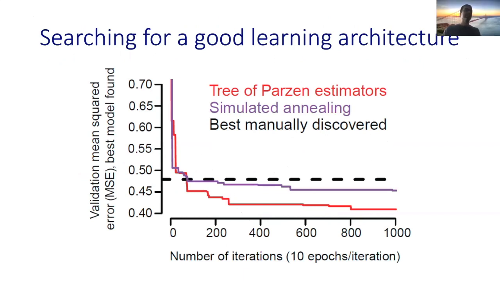And on the x-axis, what I'm showing is the number of iterations. A single iteration alludes to one particular architecture that I'm searching. And on the y-axis, I'm showing the performance on a validation set. So a lower number is better because we're decreasing the mean squared error of this problem.